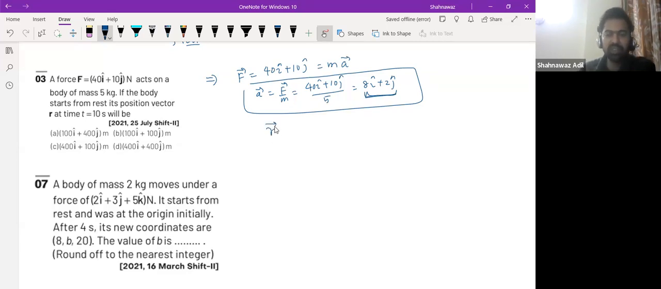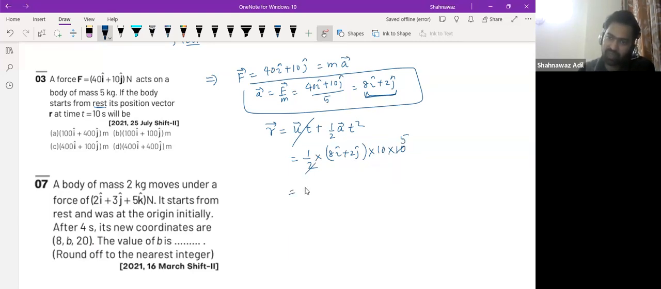So you have to write in the vectorial form. So R is ut plus half at square. This is starting from rest, so this part is 0, and you have only half at square. Time they have given is 10 seconds. So A, which is 8I plus 2J, and then this is 10 into 10. So this is 50 into 8, 400, and then 50 into 2, 100. So this is the position vector at 10 seconds: 400I plus 100J. So this was a very simple question, right? Clear, everyone? Yes, guys, clear.